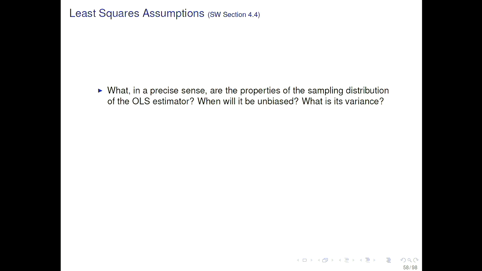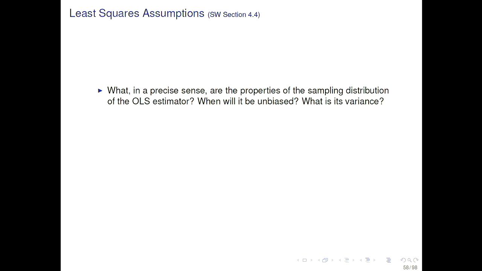Okay, so now we will have to discuss least square assumptions. Before making any assumptions, so far what assumption did we make? We made one assumption, that the population regression line is linear, right? So far we only made the linearity assumption.